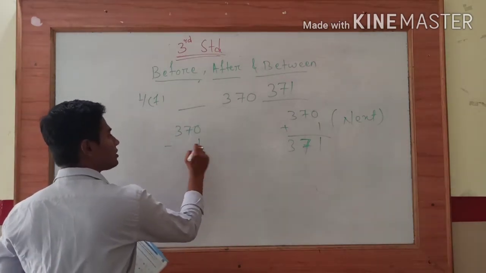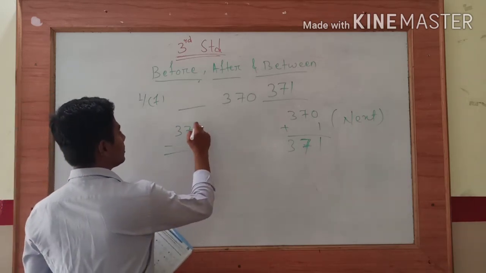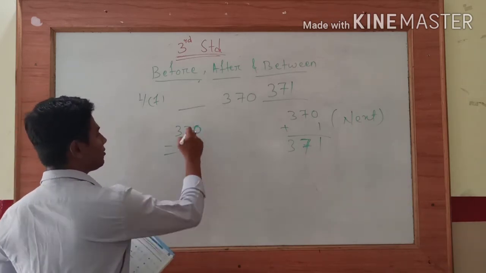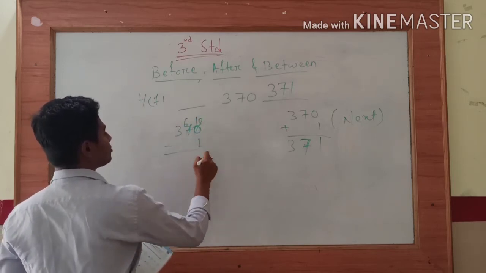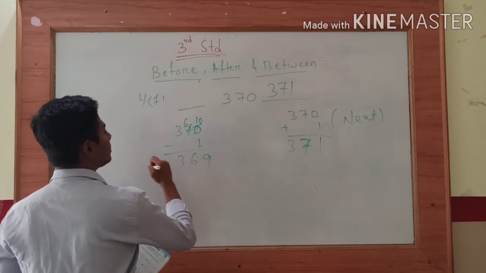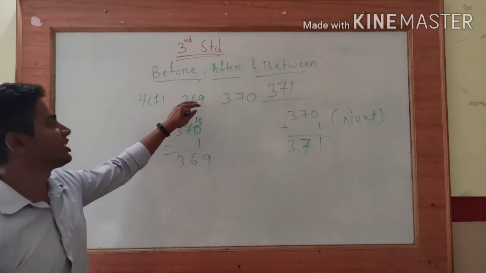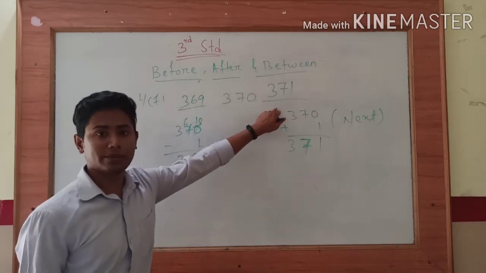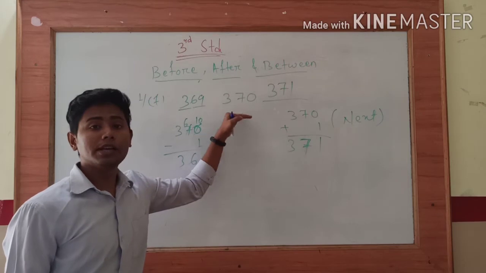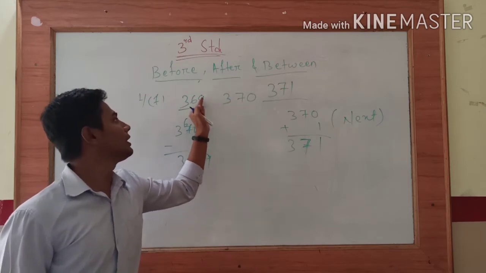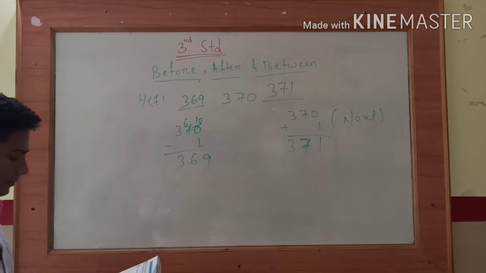And the same thing you do here to find the back number. You should subtract. Am I right? Now subtract. You can't subtract 1 from 0. Then you carry from 7. It becomes 10. 10 minus 1 is 9. Then 6 comes down, 3. That is 369. So 369 is the back number. 371 is the next number of 370, and 370 is in between 369 and 371. All of you understood?